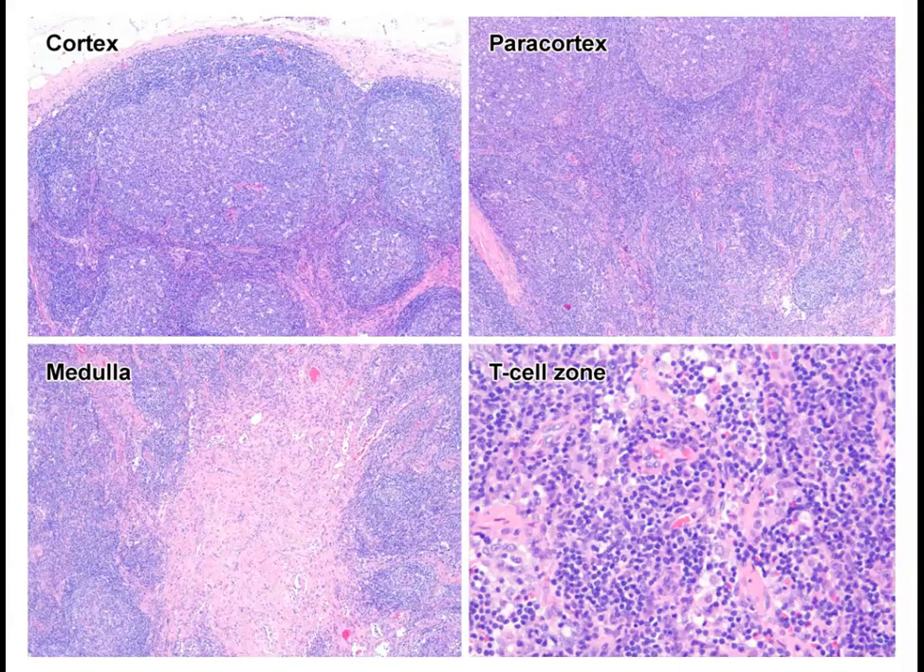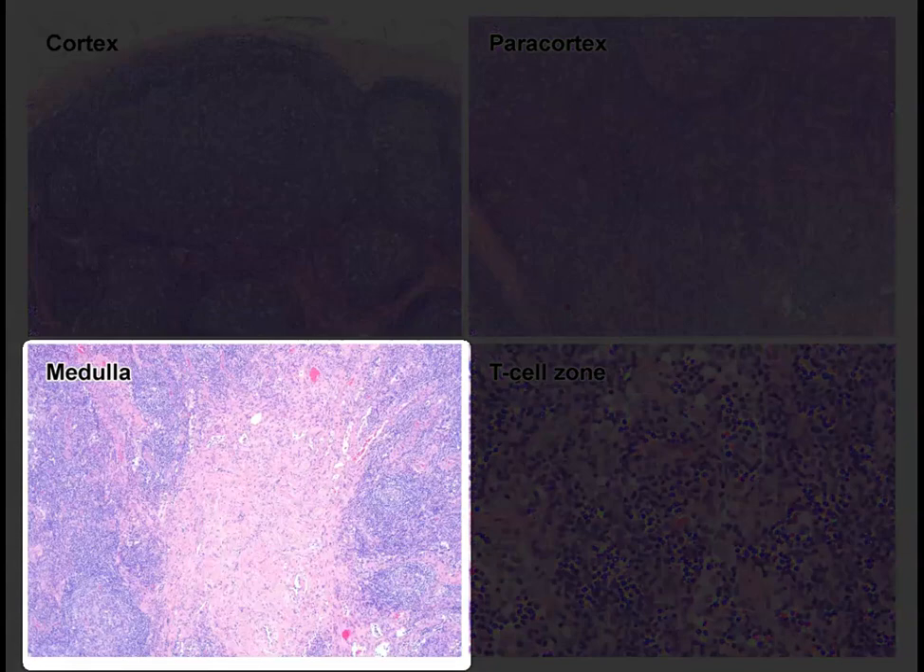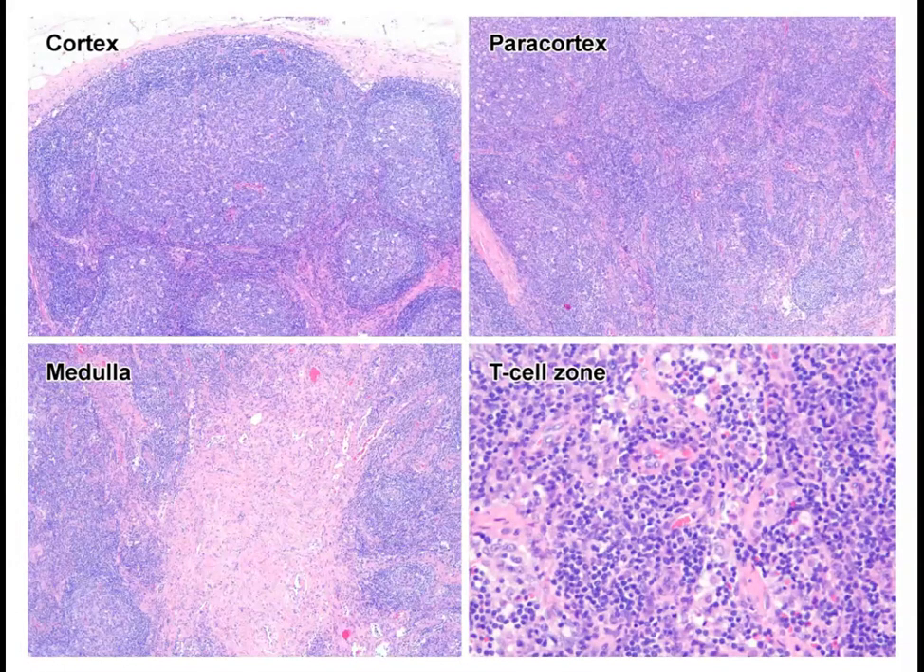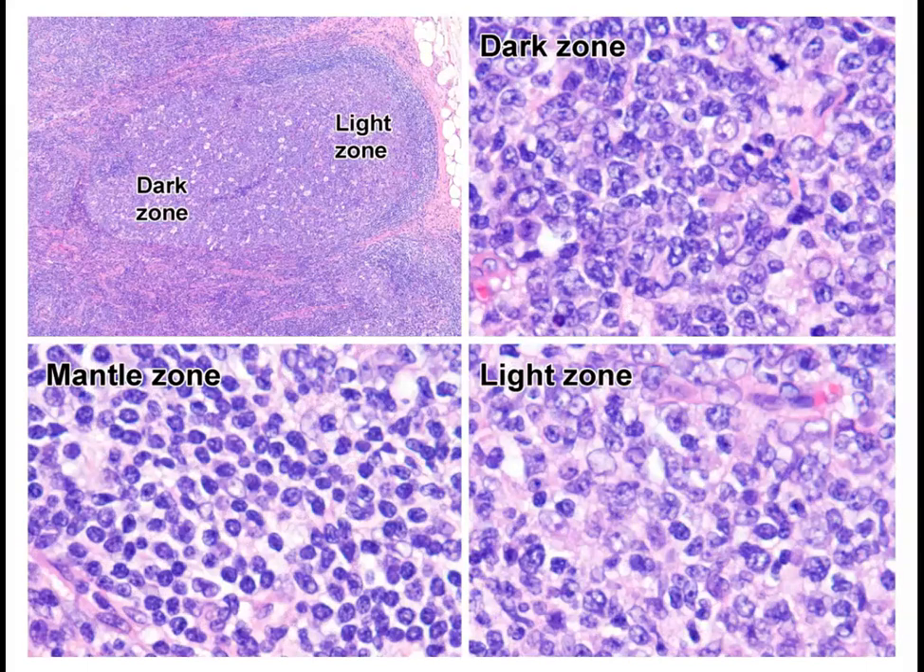Deeper to the paracortex, close to the hilum of the lymph node, is the medulla, where the stroma is more fibrous with blood vessels and lymphatic vessels within, but the lymphocytes are sparse here. At higher magnification, the large germinal centers can be divided into a dark zone composed of mainly centroblasts, and where there are many macrophages containing apoptotic bodies, as well as a light zone comprising mainly centrocytes.